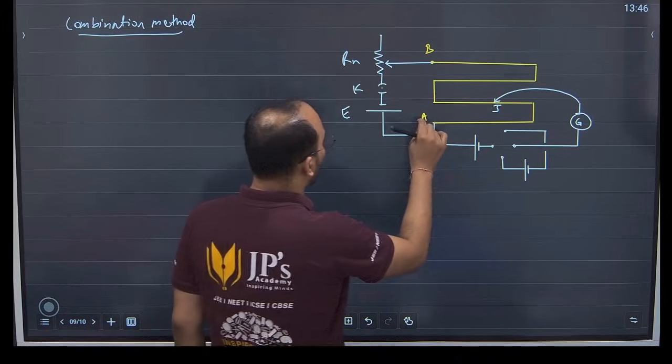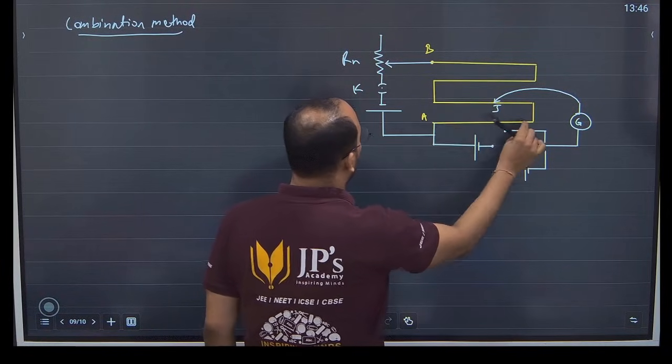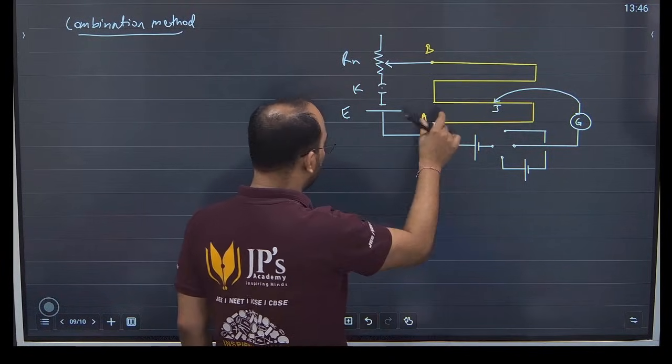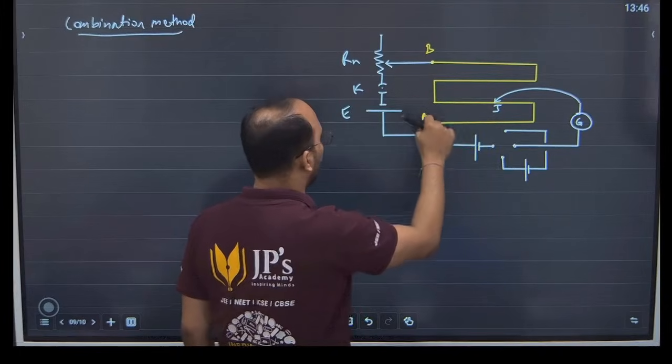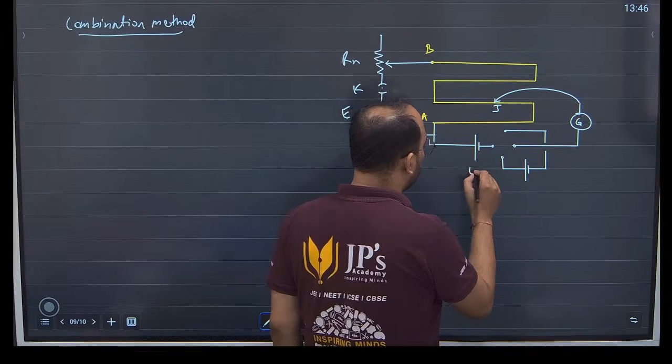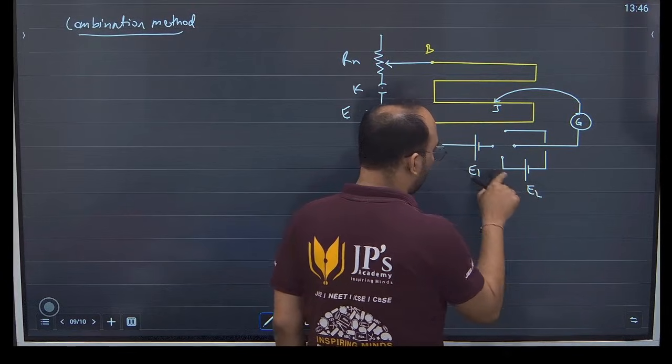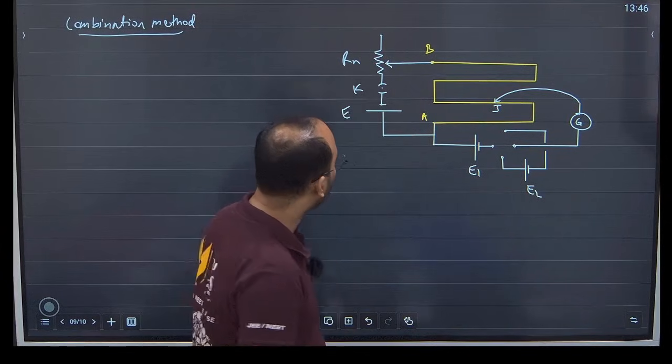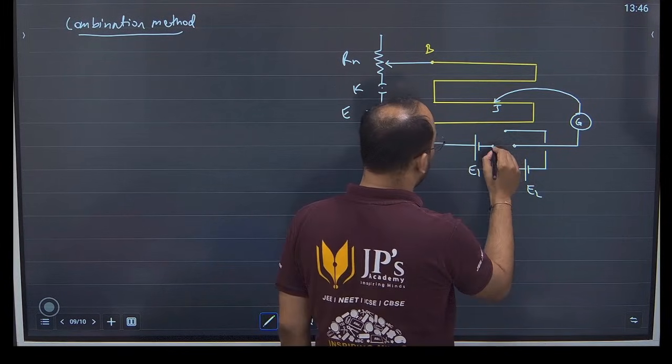Okay, the potentiometer wire is our AB, this is the AB wire. So voltage is always proportional to length in this wire. And let's say we have two batteries. This is battery E1, this is battery E2. They are to be compared. We need their ratio.